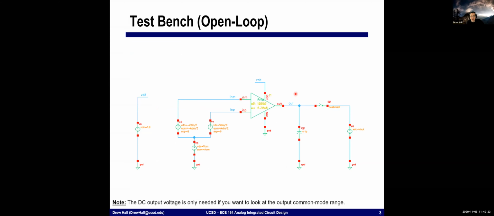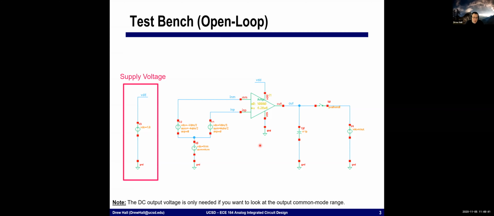All right, so here's my test bench. The test bench that I'm showing you here is an open loop test bench. And let me walk through the various different components that I have in this test bench. By the way, this is exactly the test bench that I'm giving you for the project. So let's start off on the left side. This is the DC supply. This is VDD. So I'm giving 1.8 volts, and I've given this a name of VDD.